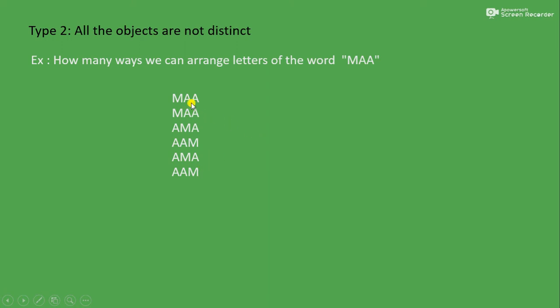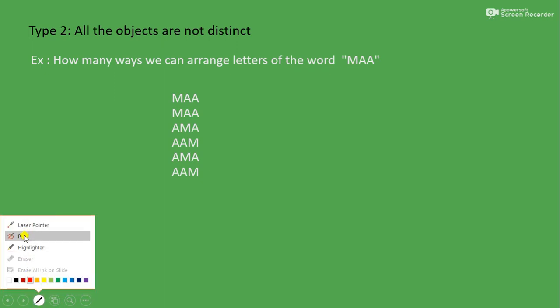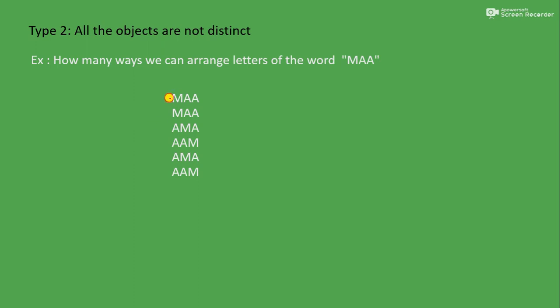But in these six combinations, MAA is repeated twice, and AAM is also repeated, and AMA is also repeated. So we can't use that formula.